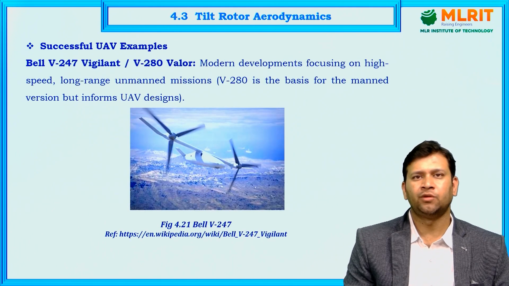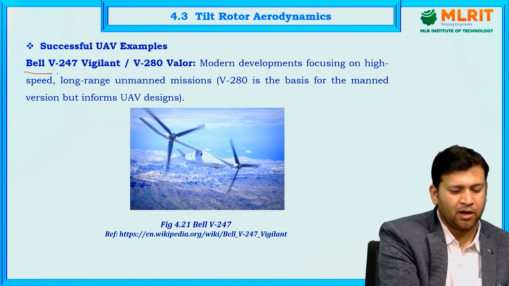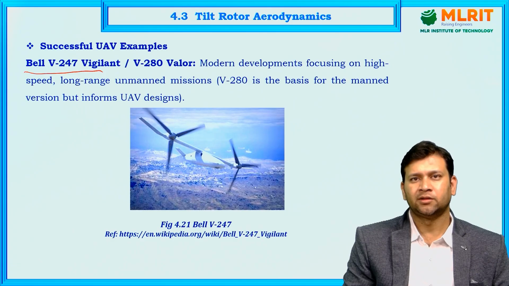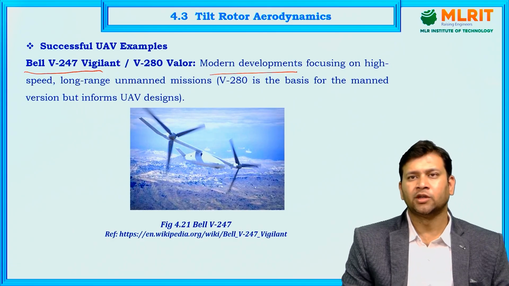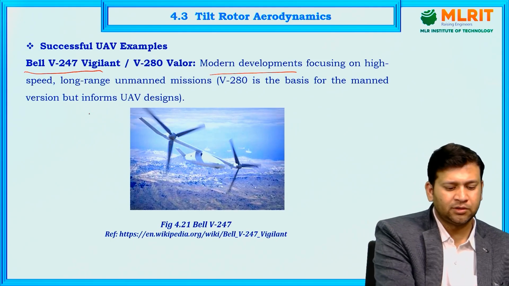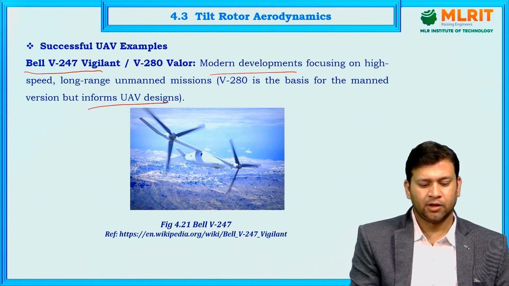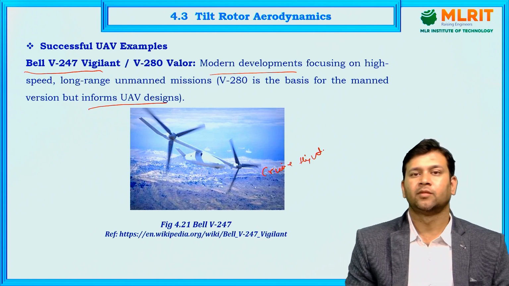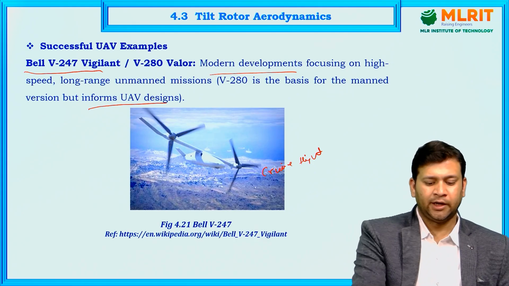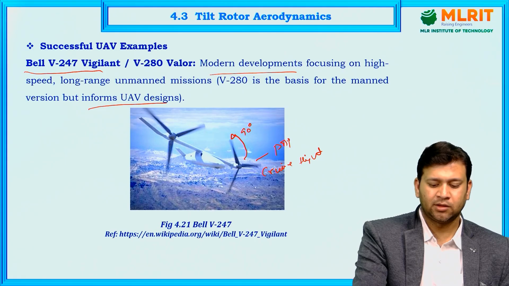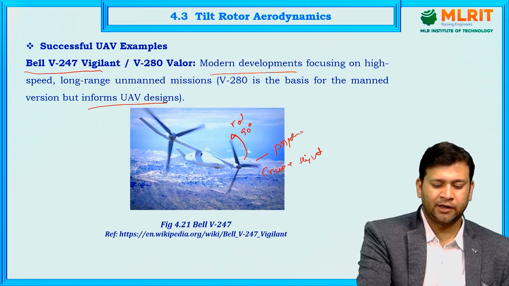This is one more example of tilt rotor aerodynamics, the Bell V-247 Vigilant, which is also called the V-280 Valor. The modern developments focus on high speed, long range unmanned missions. The V-280 is the basis for the manned version but informs UAV design. So, this is the cruise flight. If it is taking off or landing, it can tilt back 90 degrees here, and these propellers in forward flight will act like rotors.